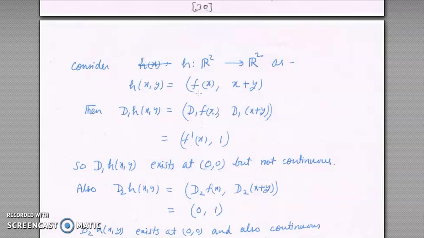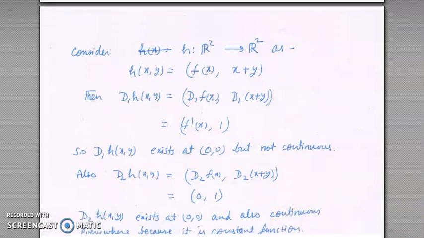The first partial derivative D1 h(x, y) will be (D1 f(x), D1 (x plus y)). D1 of x plus y means its partial derivative with respect to x, so its value will be 1, and D1 f(x) means its derivative with respect to x, so it is f dash x. Now at (0, 0), D1 h exists because f dash 0 exists, but we know that f dash x is not continuous at 0, so this first partial derivative is not continuous at 0.